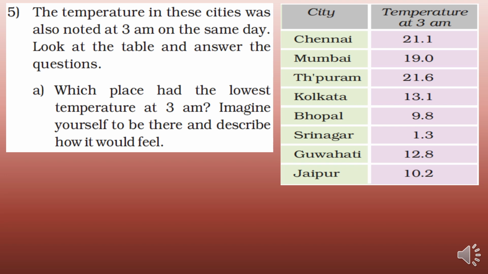So the temperature in these cities was also noted at 3 AM on the same day. Look at the table and answer the questions. So, which place had the lowest temperature at 3 AM? Imagine yourself to be there and describe how it would feel. So here you can see that out of all these cities, the temperature in Srinagar is 1.3 degrees Celsius, which is the lowest at 3 AM.